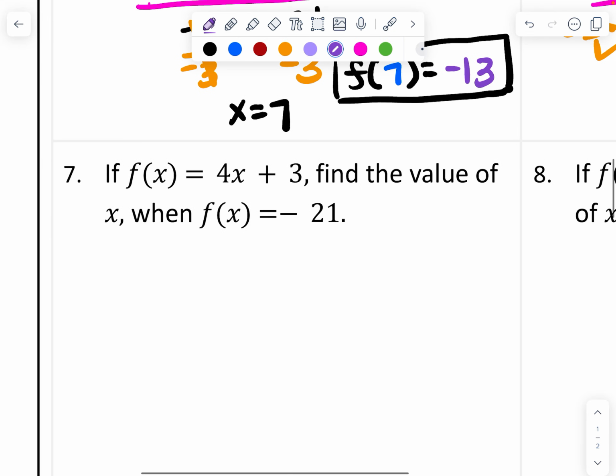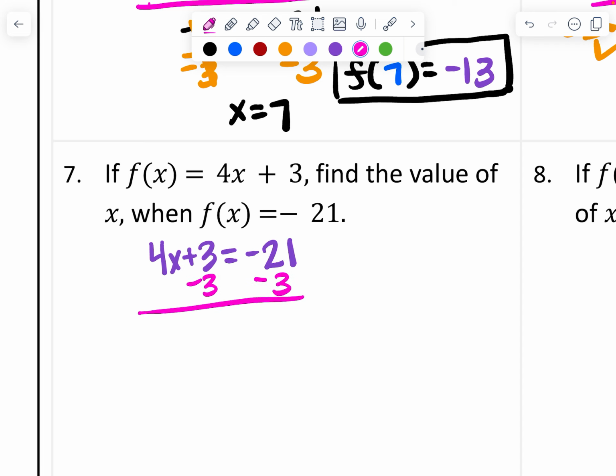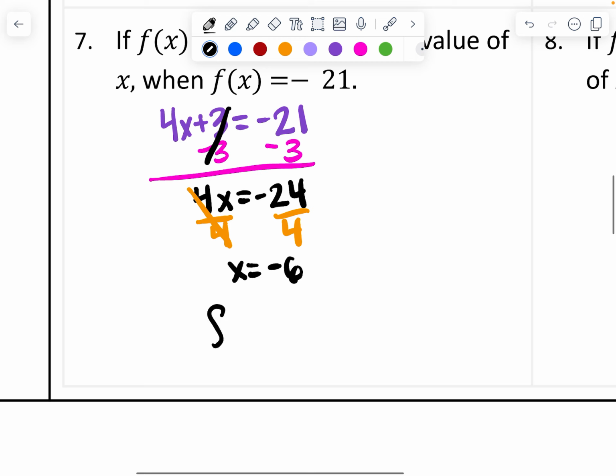Number 7, if f of x equals 4x plus 3, find the value of x when f of x equals -21. So 4x plus 3 equals -21. Subtract 3. 4x equals -24. Divide by 4. x equals negative 6. So f of negative 6 equals negative 21.